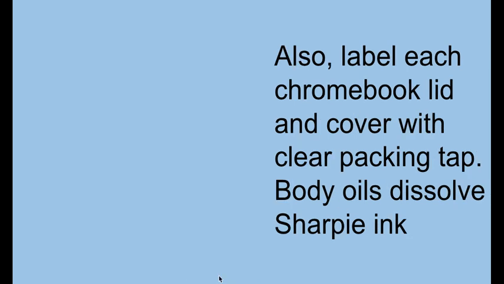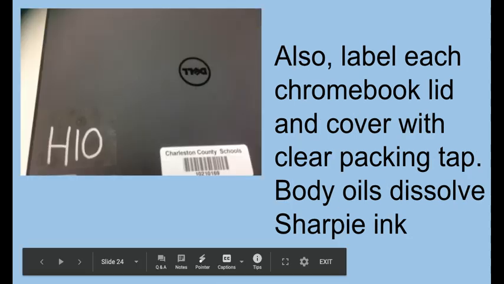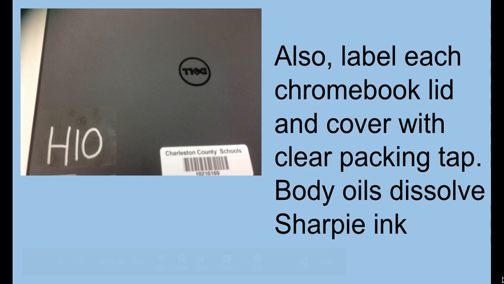Okay, the next one is for the devices. You're not only going to label them on the side so that you can see them when they're lined up, that they're all there and they're all in the right spot, but you also want to label them on top so that as kids are using them, you can see who's got which device and if they have the right device. Also, the Sharpie comes off with body oils, and the kids rub them all the time. So cover the Sharpie on the top of the device with clear packing tape also.